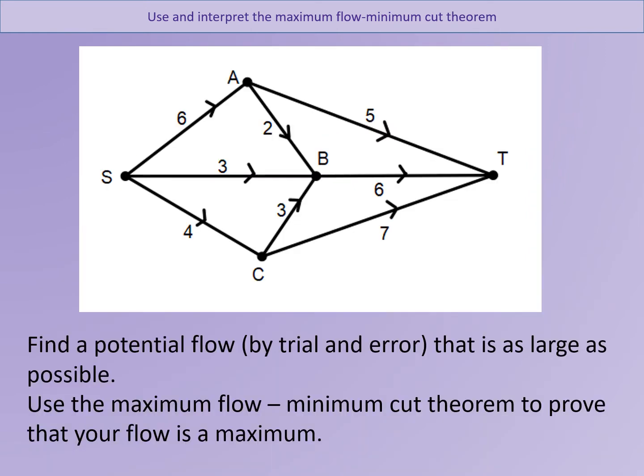So we're now going to do an example using the maximum flow minimum cut theorem. So we're going to start by trying to find a potential flow as high as possible by trial and error. We're then going to try and find a cut that matches that. So pause the slide now and try to find the maximum possible flow that could travel through this network from S to T.